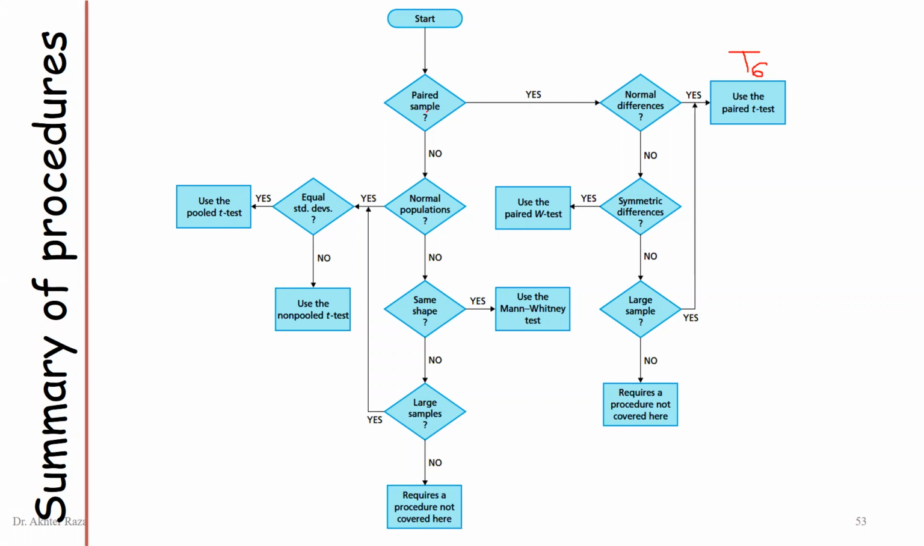If you have an independent sample, meaning not paired, you check for a normal population. If the populations are normal, then you check equality of standard deviation. If the standard deviations are equal, the pooled t-test is used. This is T4. If the population standard deviations are unequal, then the non-pooled t-test. This is T5. So T6, T3, T4, T5.